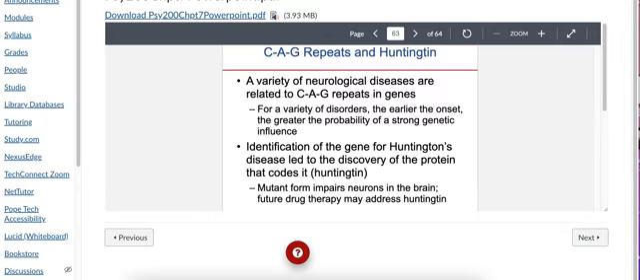In healthy individuals, the CAG repeat count is usually between 10 and 35. If the repeat length stays in this range, the Huntington protein functions normally. In Huntington's disease, the number of repeats expands to 40 or more. The more repeats, the earlier the disease tends to appear. This is called anticipation.